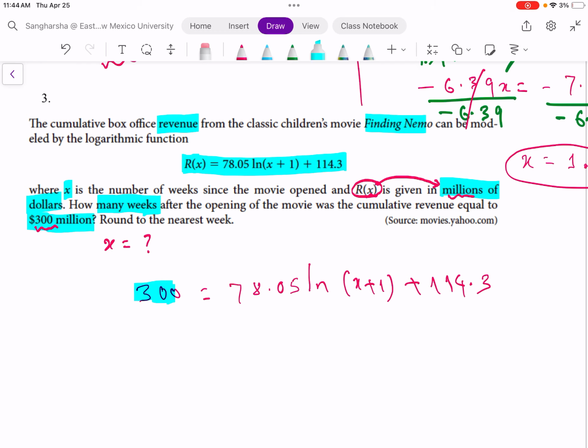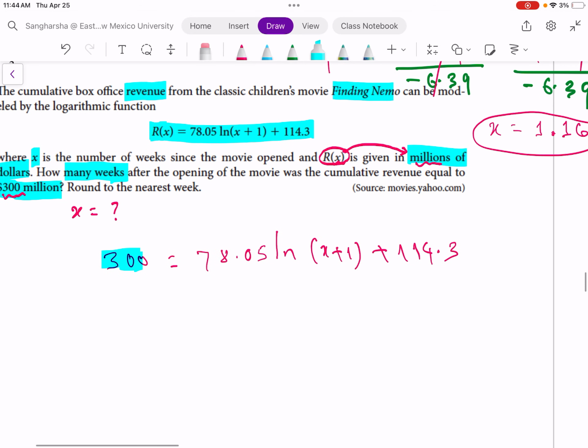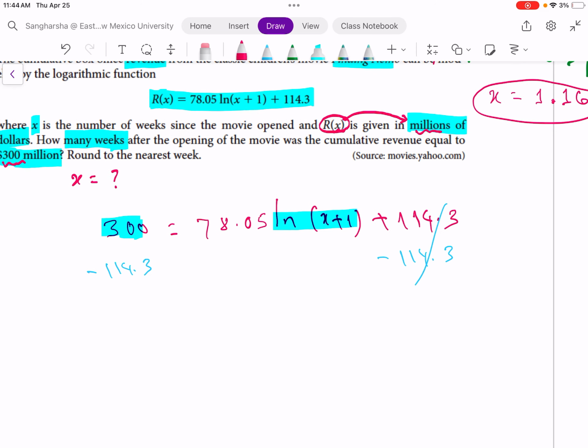Now we're going to use our concept here. What would be our first step? We collect the log term on one side and the other terms on the other side. So we have this log expression on the right side. Let's get rid of 114.3 first. So we subtract 114.3, so this is 0. 300 minus 114.3 is 185.7 equals 78.05 ln of x plus 1.